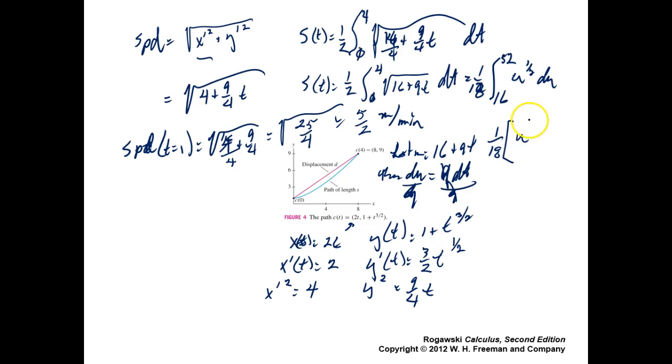u to the 3/2, and we'll have a 2/3, so let's put the 2 up top and the 3 in the bottom. That will be, it seems like we've had this before, 1/27. How does this keep showing up? Okay, and this will then be, we're going to evaluate that from 16 to 52.